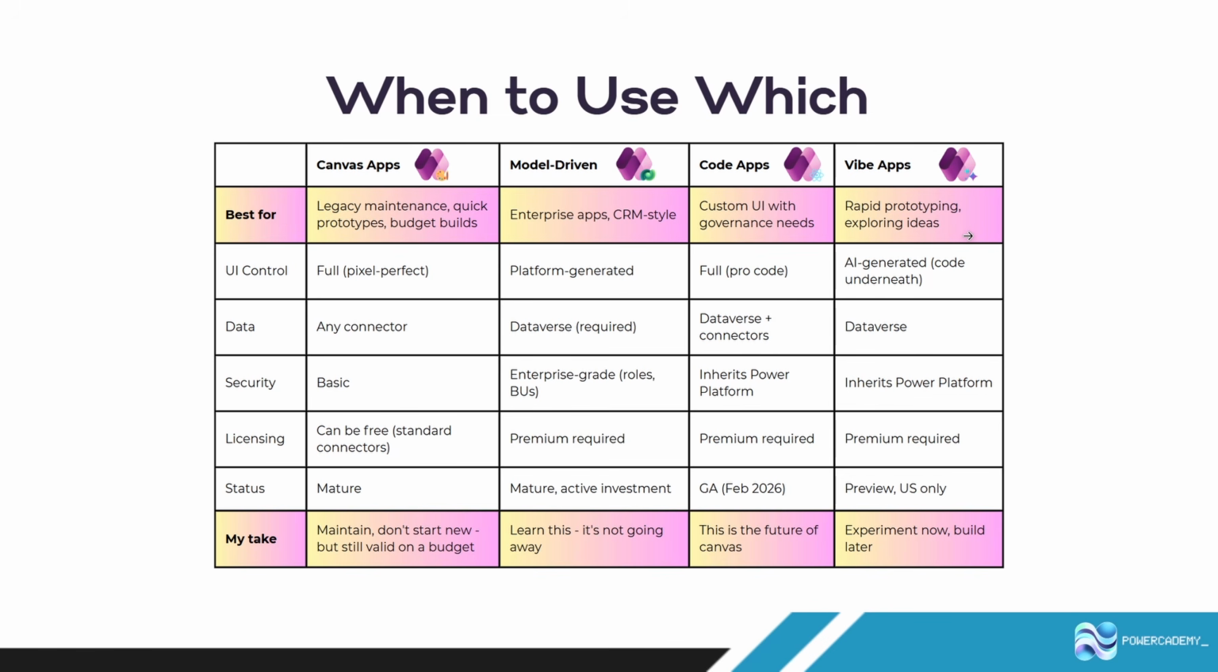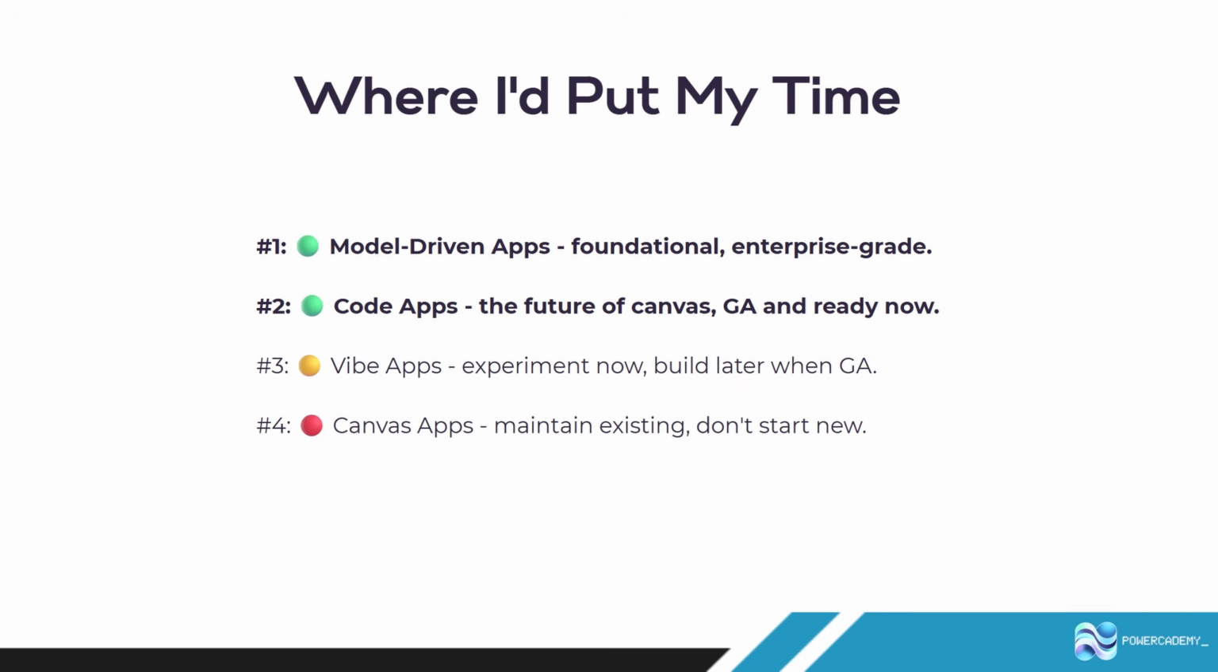It's still in preview, so I recommend experimenting with it now, and you can do production stuff when it's ready for production. But I would say here we're just looking at experimenting more than actually using. So I can really see Canvas apps going into more of a legacy mode, model-driven and code apps taking over for the meantime, and even the potential of Vibe apps possibly replacing code apps if it becomes established enough. So here's my honest recommendation of where I'd put my time right now.